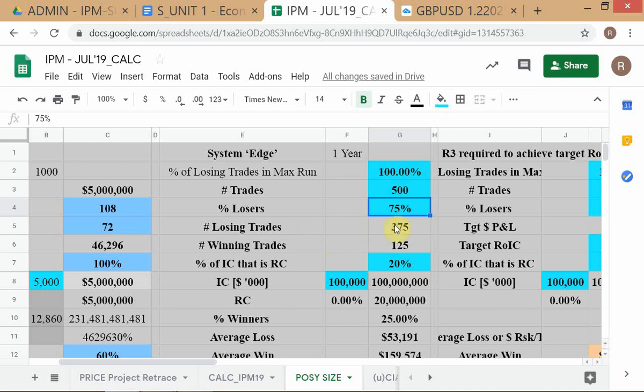So which means the number of losing trades is percentage losers times number of trades, okay? So I'm expecting this many losers. Here you see that the blue ones are for user input. I put in this as 100%, okay? So now that I have a projection for the total number of losing trades, I could additionally make an assumption.